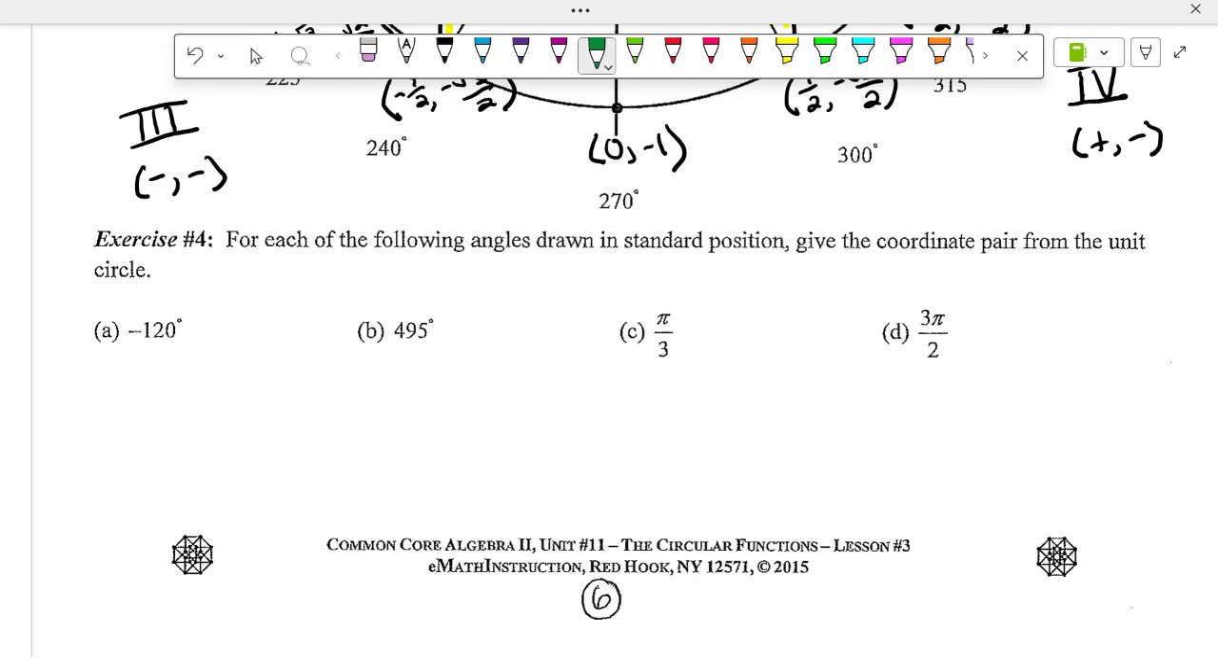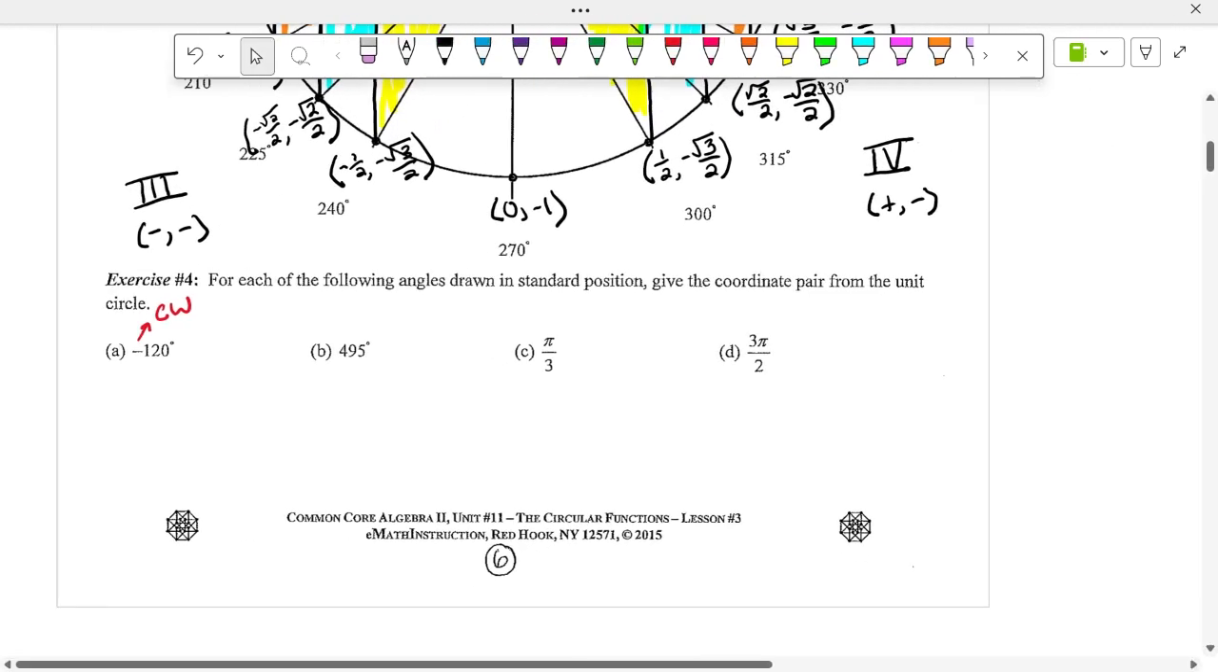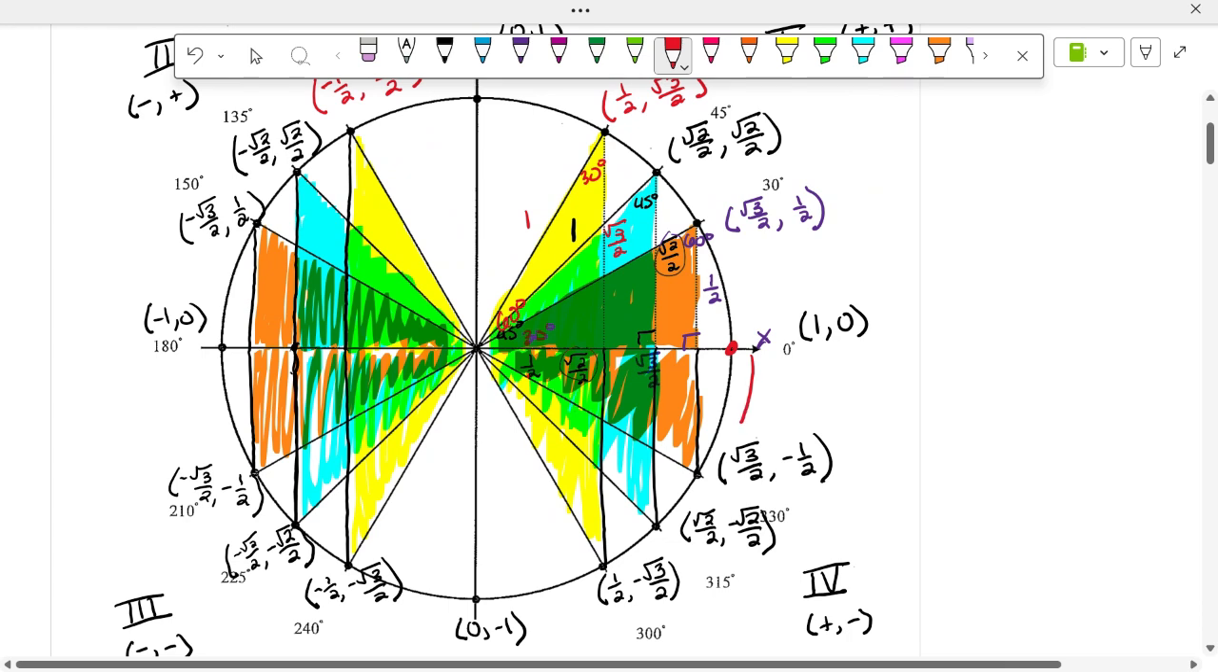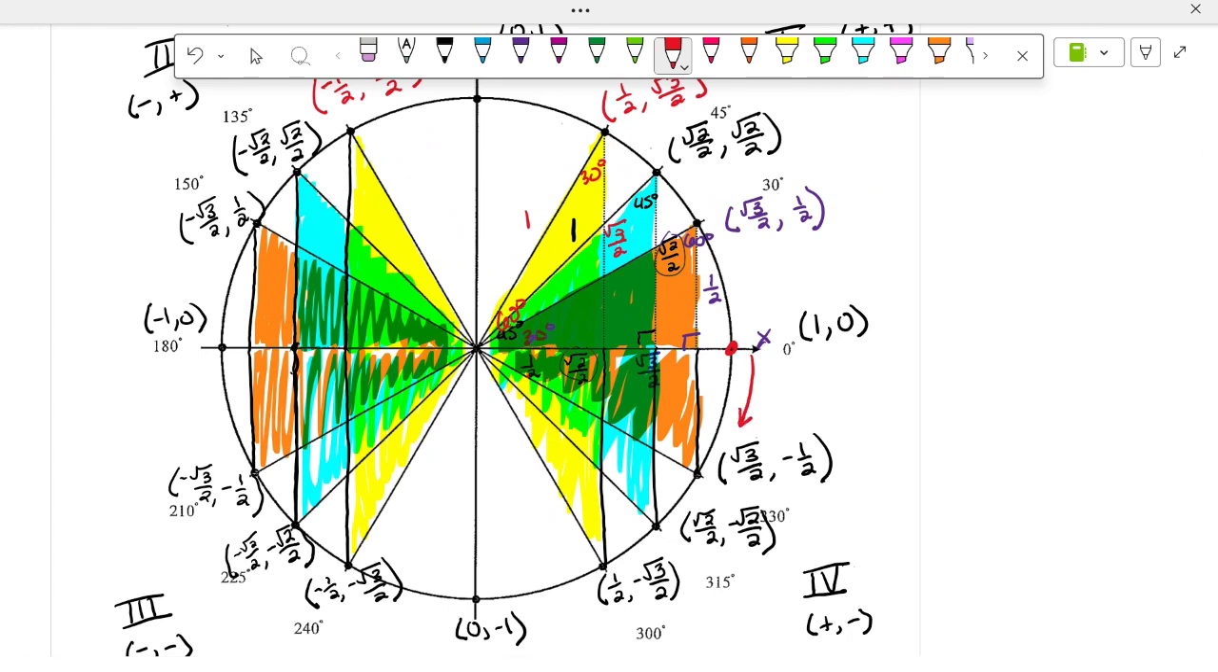So the first one, negative 120. Remember what I said the other day, negative angles are possible in math because the negative sign doesn't dictate that it's a negative number, it dictates what? It dictates the direction in which you're going around the circle. So we automatically go around the circle counterclockwise. If you see a negative angle, you're going to go around the unit circle clockwise. So you're still going to start in the same spot, but now we're going to go clockwise 120 degrees.